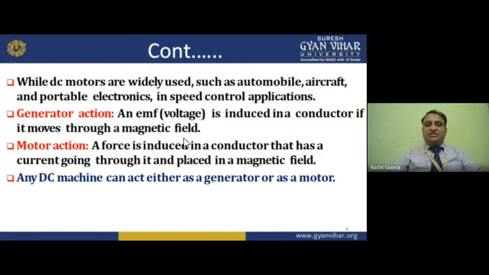Now, generation. An EMF voltage is induced in a conductor if it moves through a magnetic field. Faraday's law of electromagnetic induction, my dear student, basically states that whenever there is a change in flux linkage, there will be an induction of an EMF.